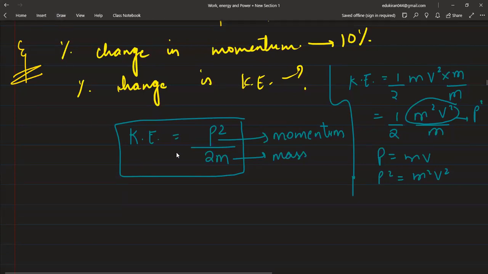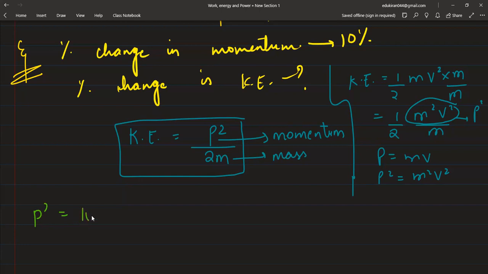Now see, percentage change in momentum. Okay, Zainab, your answer was 22%. Percentage change in momentum is 10%. Percentage change in kinetic energy we have to get. Let's see whether it's correct or not. Okay, see, firstly, the change in momentum, the new momentum.